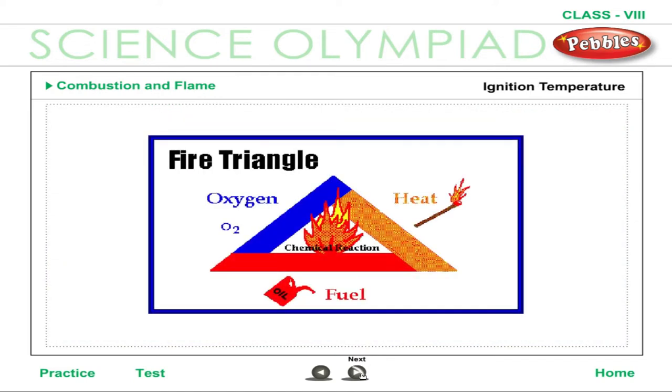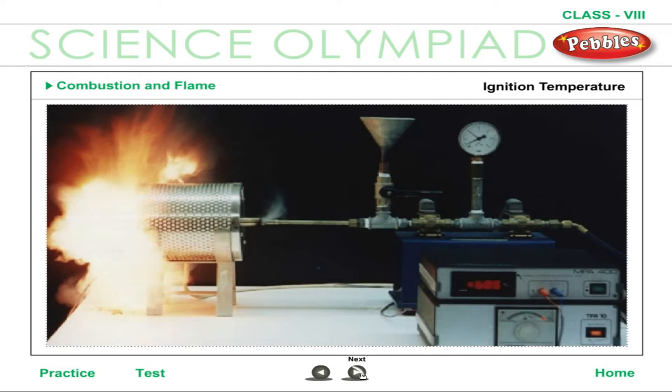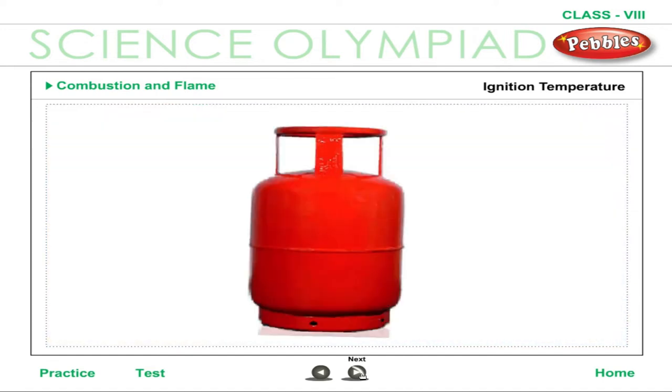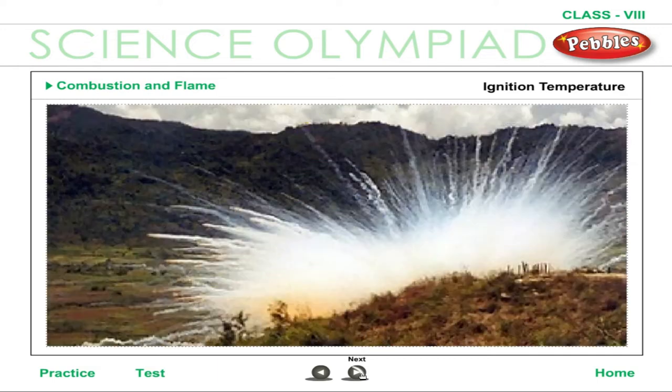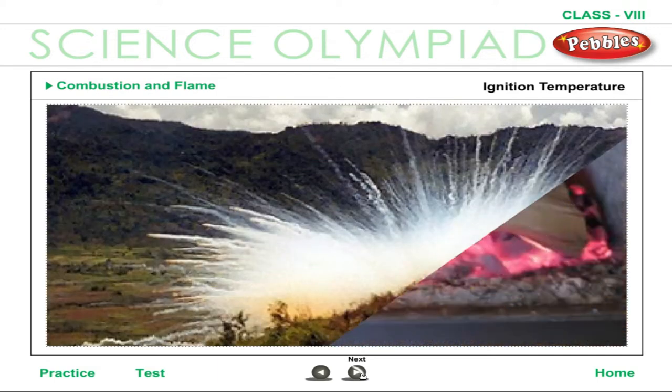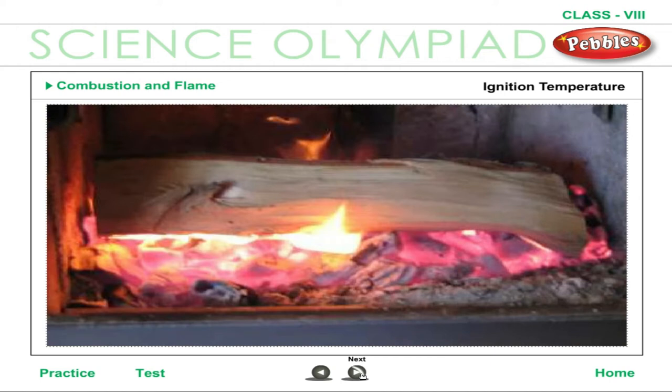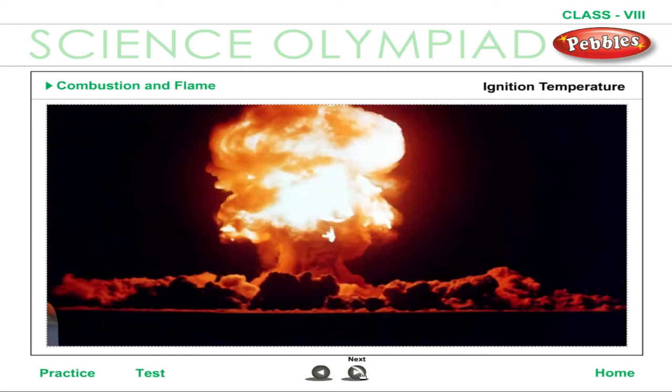Ignition temperature. A substance that catches fire very easily is said to have a low ignition temperature or kindling temperature. They are called inflammable materials. Cooking gas, petrol, and white phosphorus have low ignition temperatures. Materials like wood and coal have high ignition temperatures. The ignition temperature of a material is defined as the lowest temperature at which it catches fire.